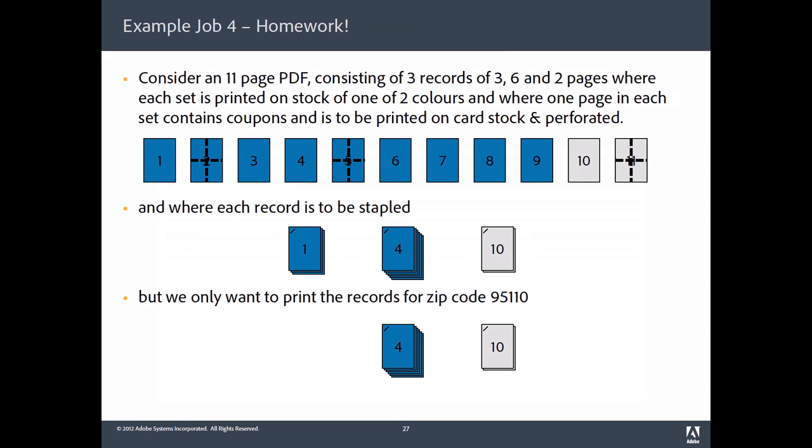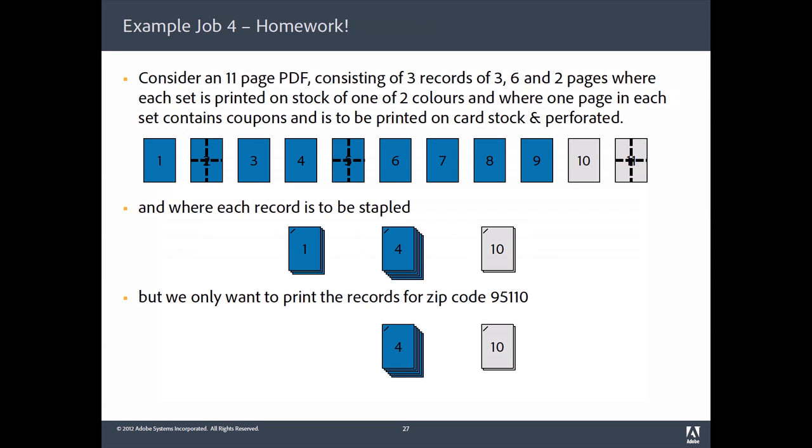Homework. I'm not going to give you the answer to this one. But just to prove that we could do something like this, possibly a little bit more real world than the last example I had. Think of, again, an 11-page PDF, 3 records, 362 pages. You know the drill. But what I'm going to do here is each set is going to be printed on 1 of 2 color stocks, where 1 page in each set contains coupons, and the coupons I'm going to print on a different type of stock, a perforated stock maybe.